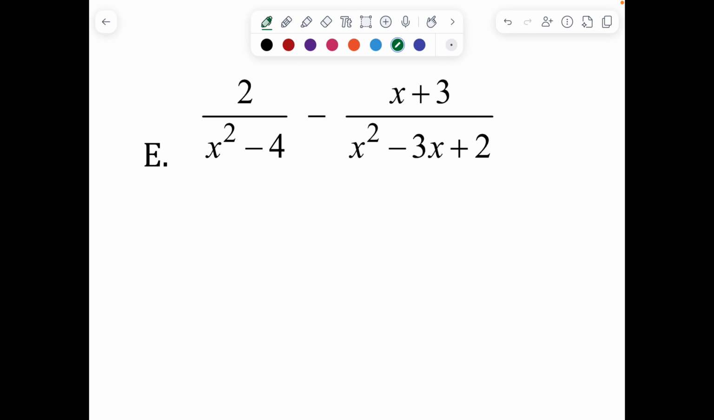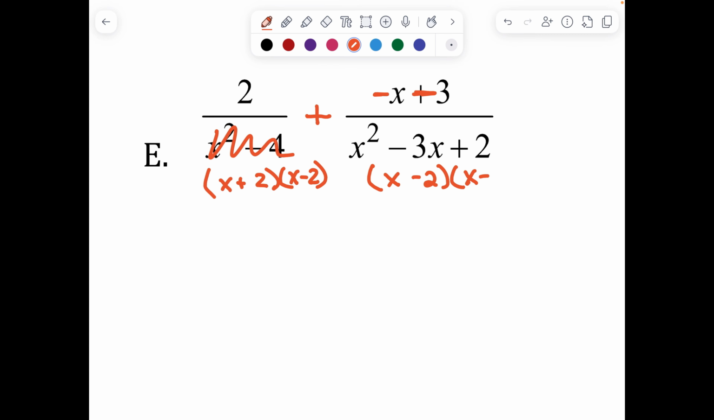Moving on to E, we have 2 over x squared minus 4 minus x plus 3 over x squared minus 3x plus 2. Before I do anything, I'm going to just go ahead and change this to addition and change my signs to negative in my numerator only. So those are the only ones we change. Now I'm going to go through and factor my denominators. So I have x squared minus 4, so that's going to factor into x plus 2 times x minus 2. I have x squared minus 3x plus 2, so that's going to factor into x minus 2 times x minus 1.